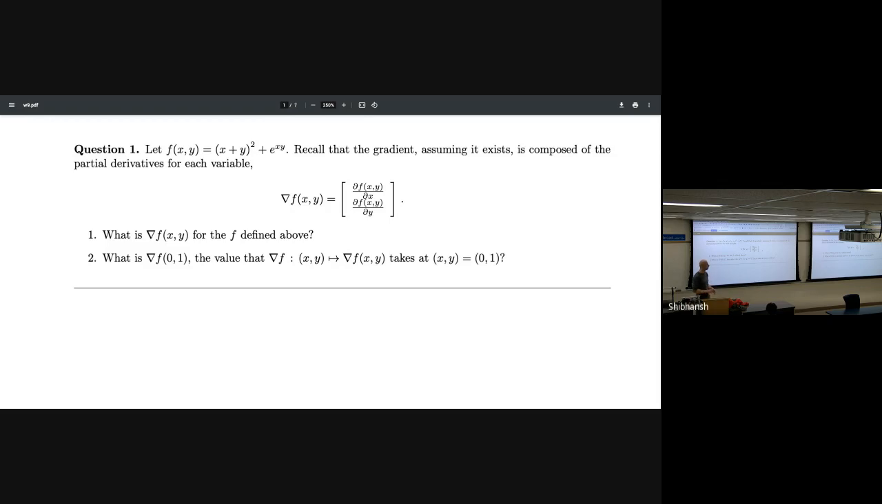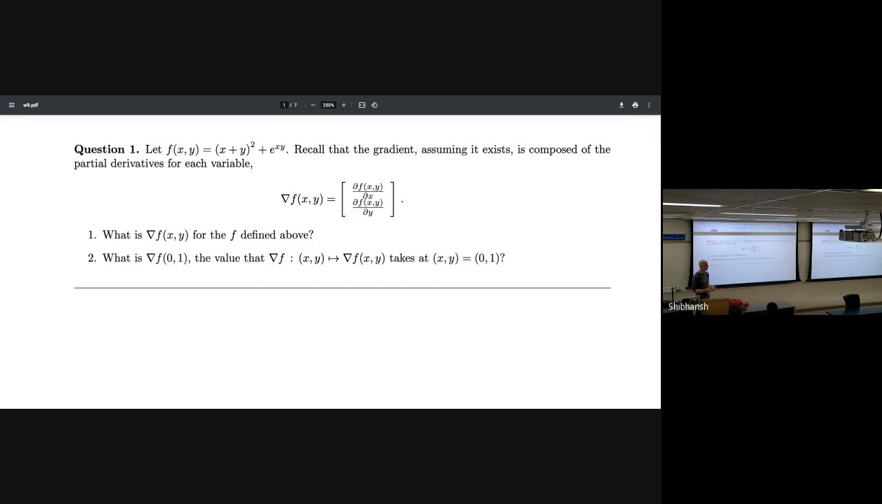So last time we just started to discuss gradients and loss functions and all of this good stuff. So let's solve some problems related to derivatives and gradients. I assume everyone took multivariate calculus at one point or another.